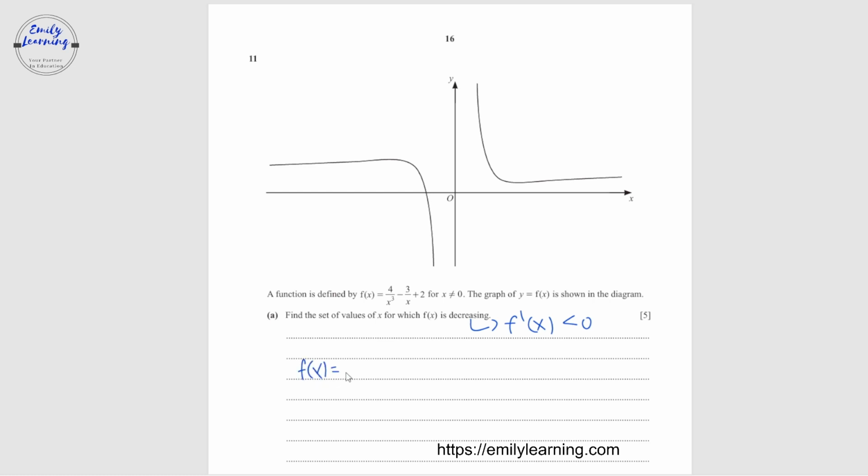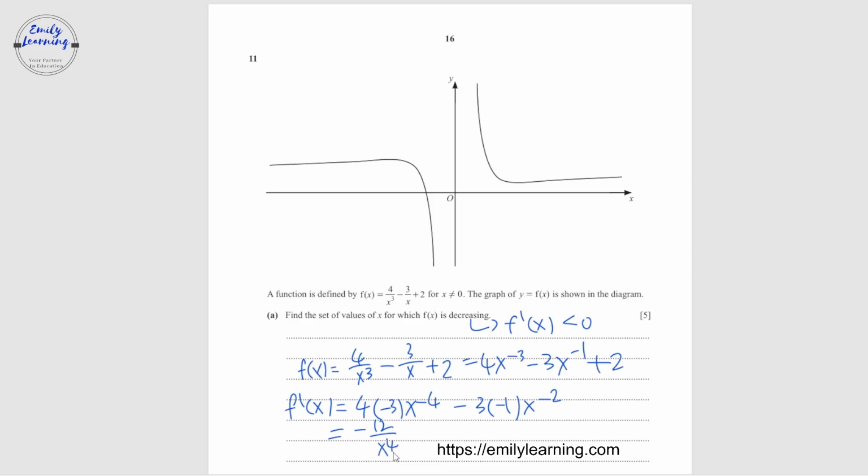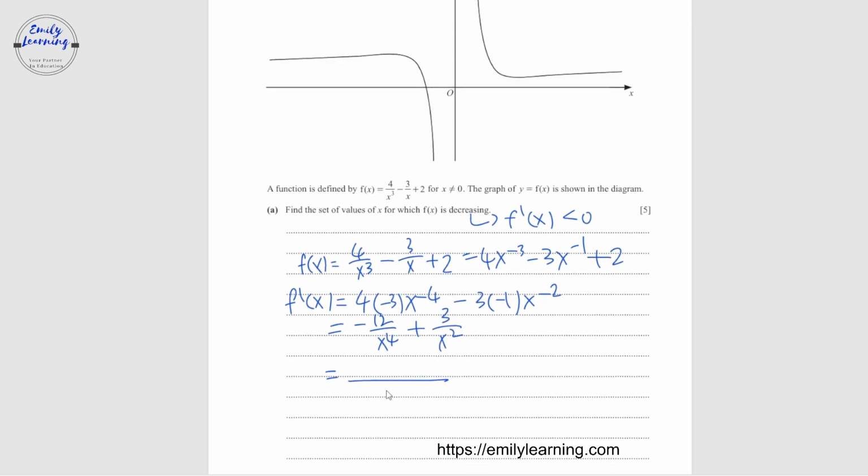So if f(x) is equal to 4 over x cubed minus 3 over x plus 2, which is equal to 4x to the power of minus 3 minus 3x to the power of minus 1 plus 2. So f prime x is equal to 4 times minus 3 x to the power of minus 4, minus 3 times minus 1 x to the power of minus 2. You differentiate 2, you get 0. So it's essentially negative 12 over x to the power of 4 plus 3 over x squared. Let me put them together. Over x to the power of 4, I have minus 12 plus 3x squared.